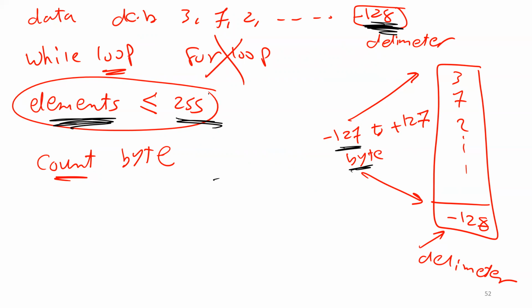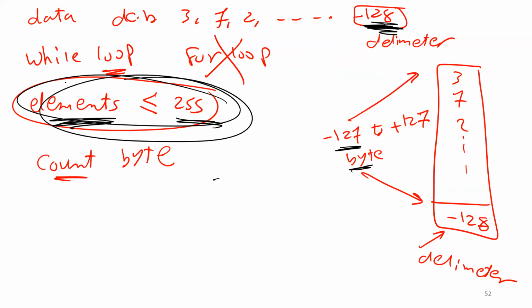So why do I give this information to you? The reason is that one of the things you have to do tomorrow is count how many elements we have. Because I'm sure the number of elements is not going to exceed 255, if I want to use a counter to count how many elements, a byte is enough.